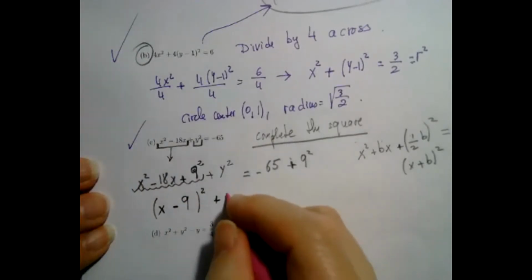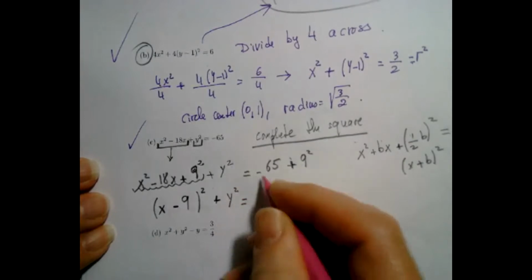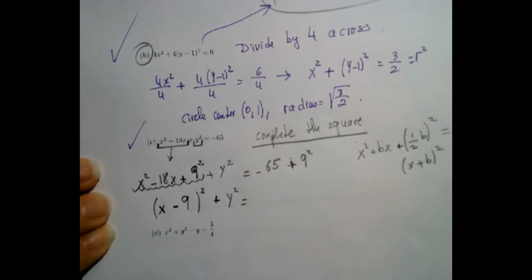Plus y squared equal to... now this is minus 65 plus 81. We're going to get it out of a calculator. Minus 65 plus 81. I should do that mentally, but I don't feel like it.